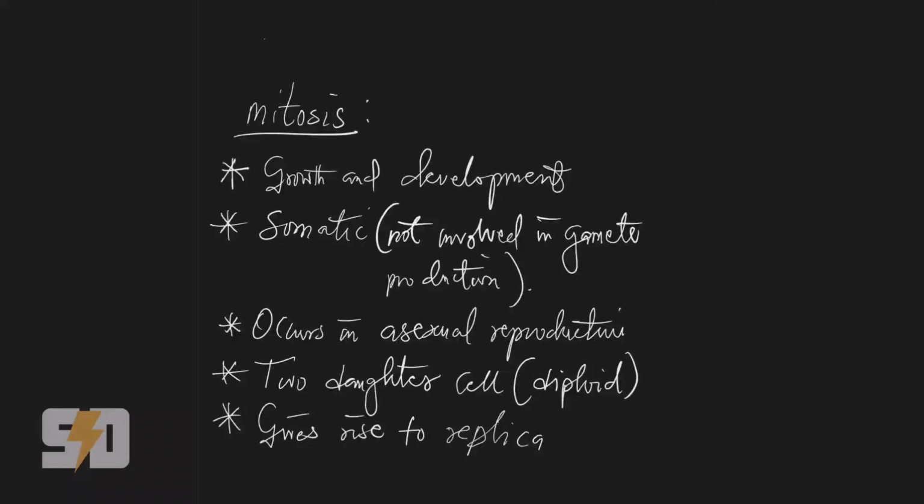Like I earlier mentioned, it happens in growth and development, and also it occurs in somatic cells. That means these cells are not involved in sexual reproduction, such as production of gametes. It also occurs in asexual reproduction, and it gives rise to two daughter cells that are diploid. That means they contain 2N chromosomes, that's the two sets of chromosomes as inherited from their parents, and they give rise to replicas. That means they give rise to exact copies of the parent cell. So these are basically quick facts about mitosis, and on that note we'll move on to stages in mitosis.